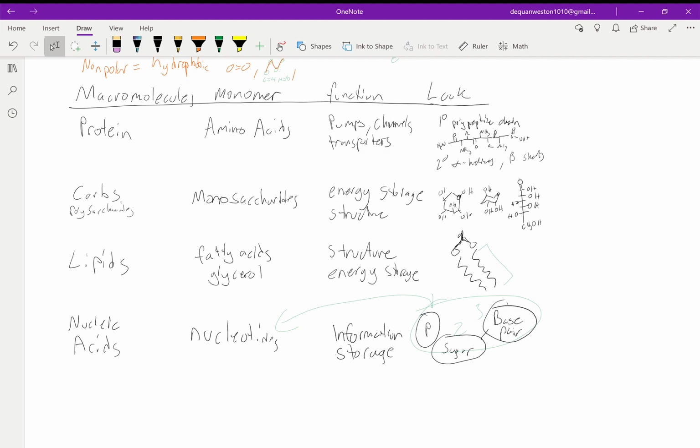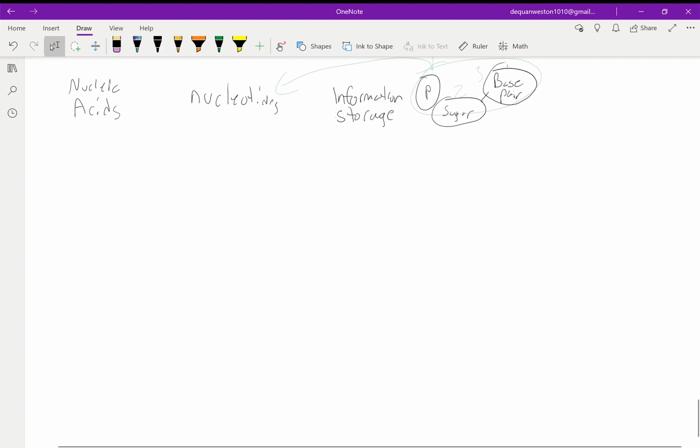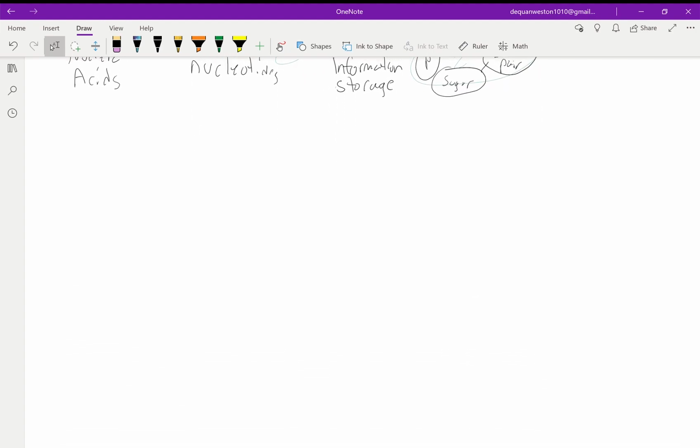So now we're going to move on to the second section, protein structure and function. We'll go a little bit more in depth on proteins. First, we're going to talk about the primary, secondary, tertiary, and quaternary structure and the bonds that hold them together.